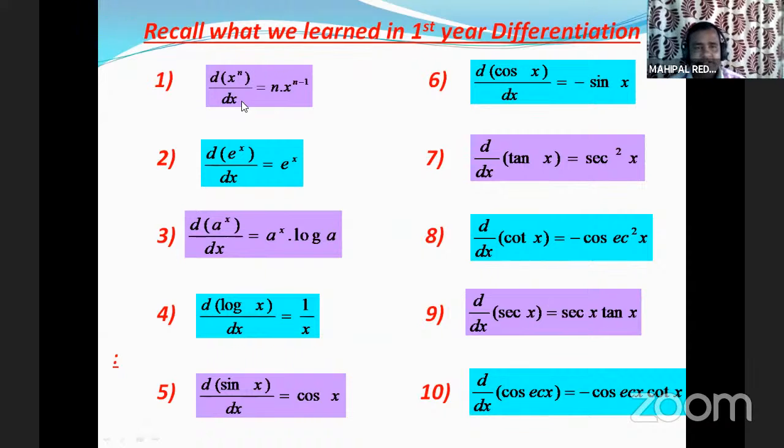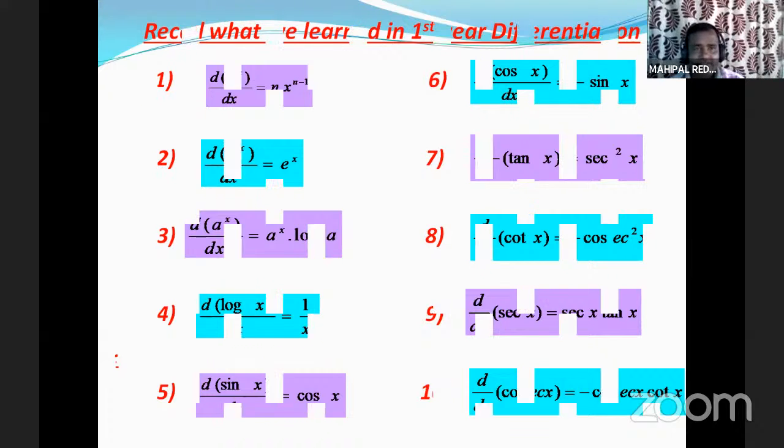Again, the derivative of x power n is n into x power n minus 1, derivative of e power x is e power x, derivative of a power x is a power x into log a, derivative of the logarithm function is 1 by x, and the remaining trigonometric functions. Differentiation of sin x is cos x, of cos x is minus sin x, of tan x is sec square x, and of cot x is minus cosec square x. Derivative of sec x is sec x into tan x, and the last one, derivative of cosec x equals minus cosec x into cot x.